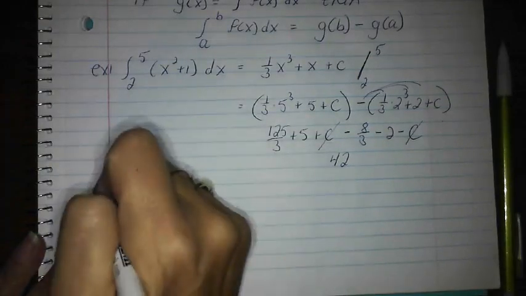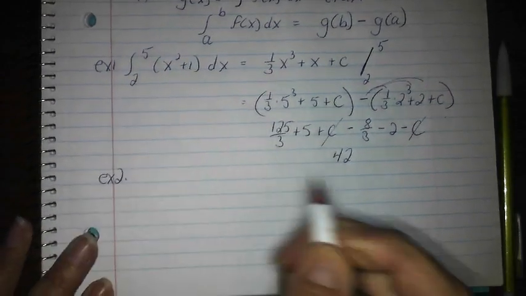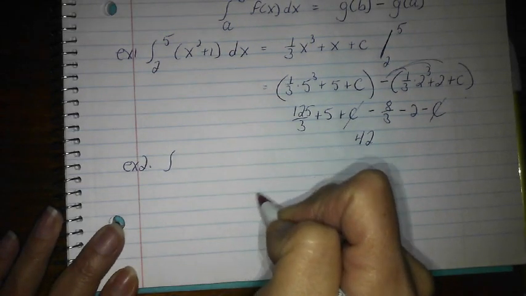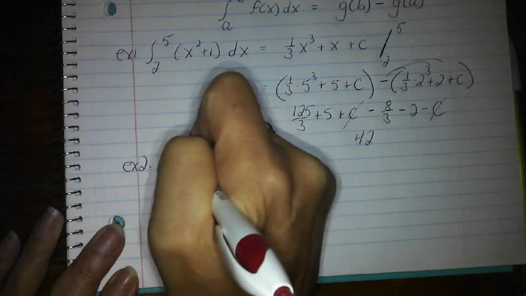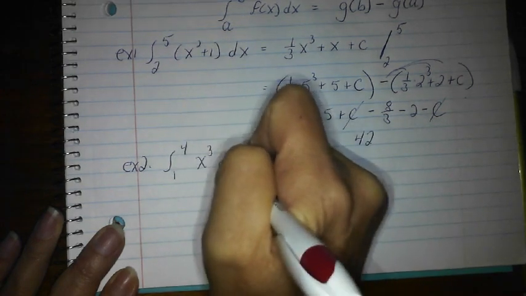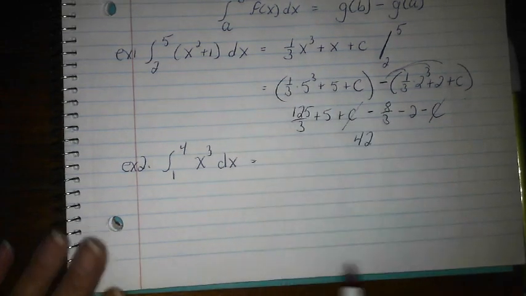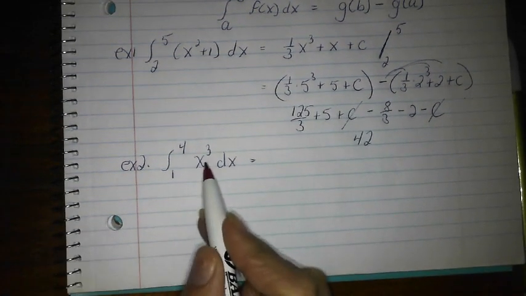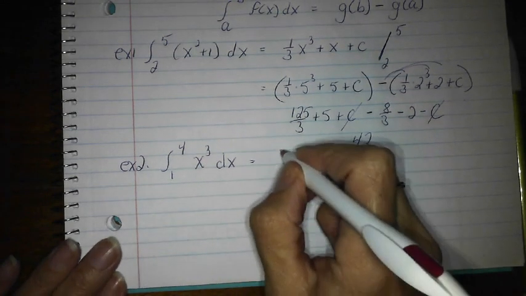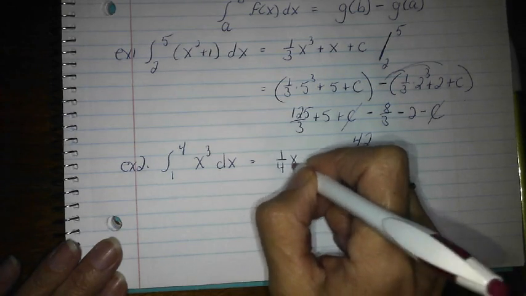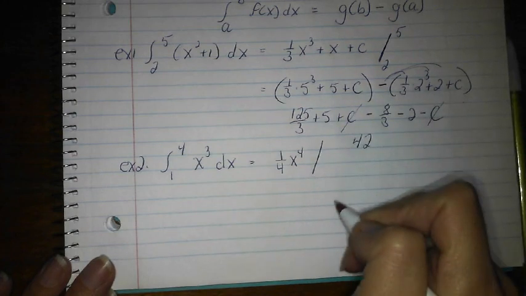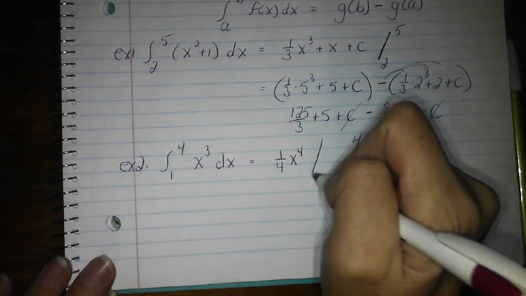Number 2. We're going to find the antiderivative from 1 to 4 of x cubed dx. Okay, so again, do your antiderivative first. It's a single term. It's the power rule where you add 1 and times by reciprocal. So that'll be 1/4 x to the 4th. Don't have to worry about the plus c, but now I'm going to 1 and a 4.